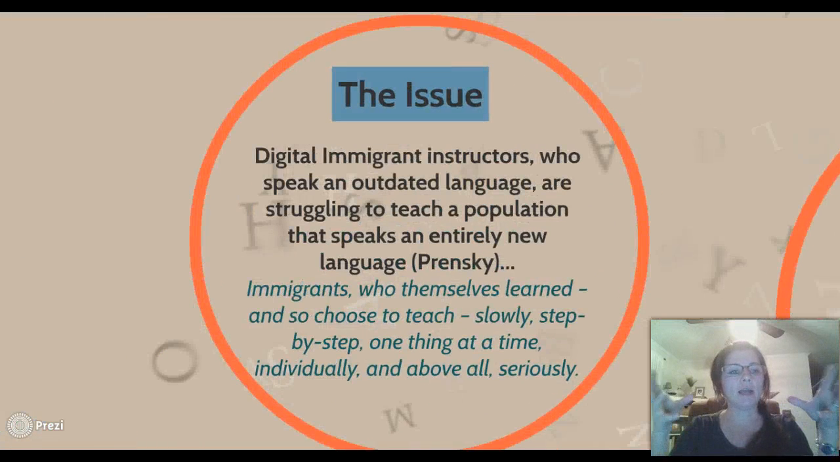So at the heart of the issue is us, the digital immigrant instructors. We speak an outdated language. We're struggling to teach a population that speaks an entirely new language, and that is the language of technology. We are immigrants who learned, and so choose to teach, slowly, step by step, one thing at a time, individually, meticulously, and above all, seriously. And that doesn't work for these kids.